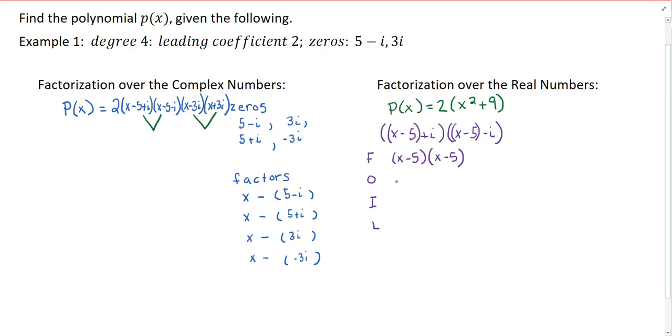And then outside, I'm going to have -i times x minus 5. And then inside, I'm going to have +i times x minus 5. And then last, I'm going to have -i times +i. But then if we simplify, this first piece, x minus 5 times x minus 5, is just foiling, which will give us x squared minus 5x minus 5x, which is minus 10x, plus 25.